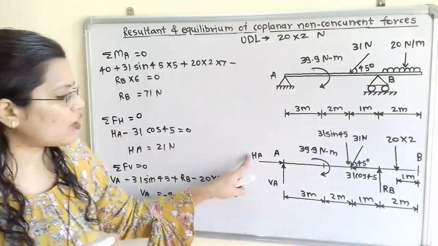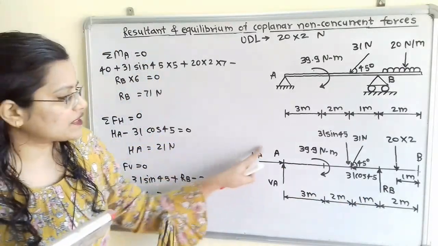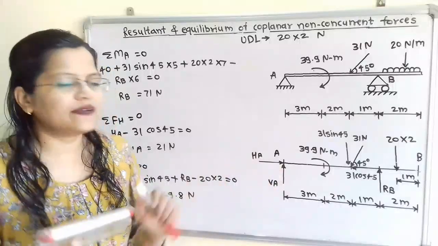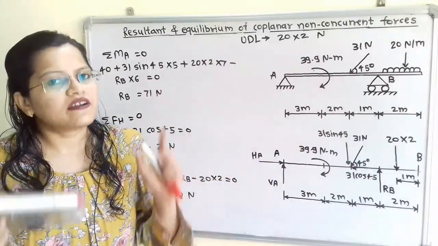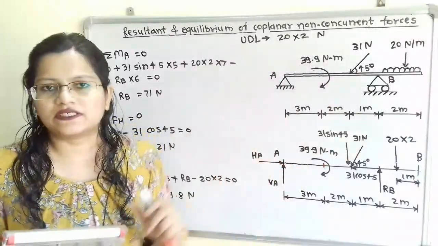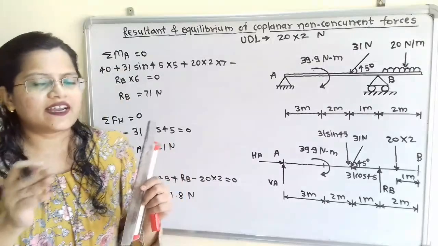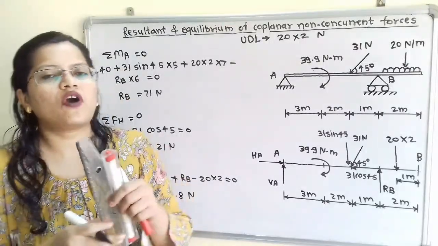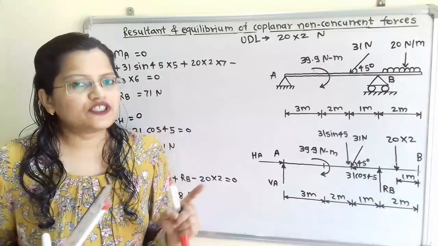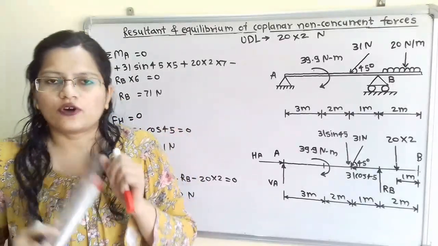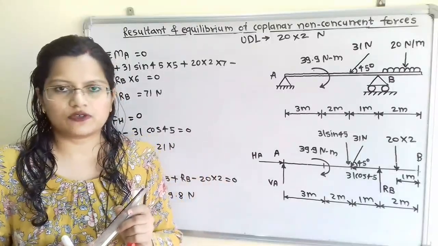Now how do we find out HA, VA and RB? If we observe, there are two unknowns at point A, that is HA and VA. So we will consider the equilibrium of this system. When we consider equilibrium of the system, then we can write that the summation of moments of all the forces about any point is equal to 0, the summation of horizontal forces is equal to 0, and the summation of all vertical forces is equal to 0.